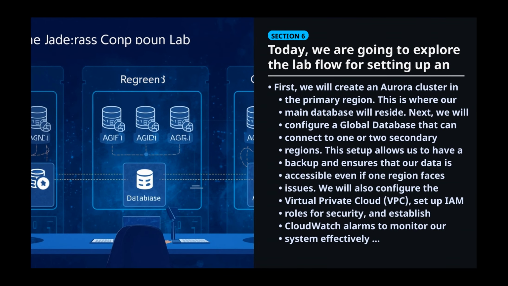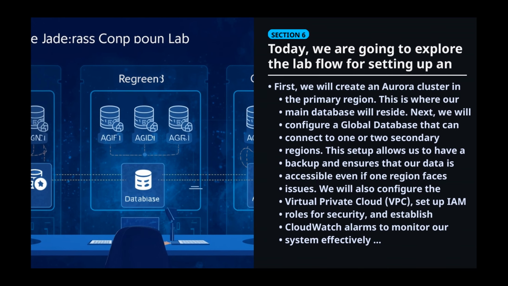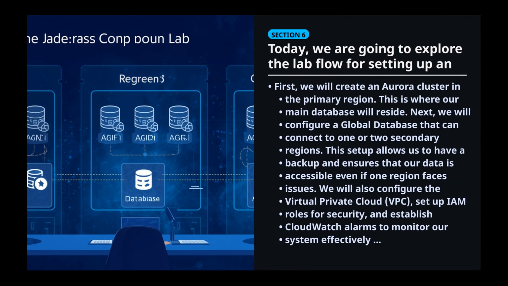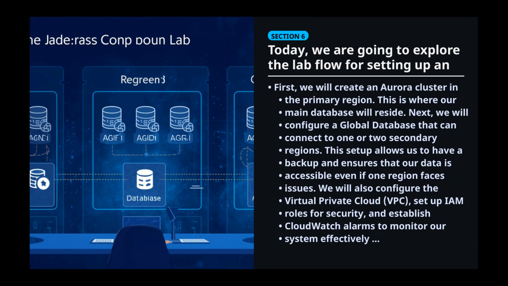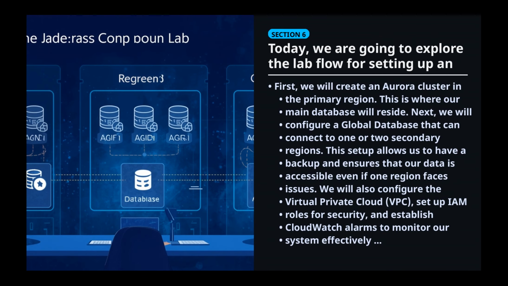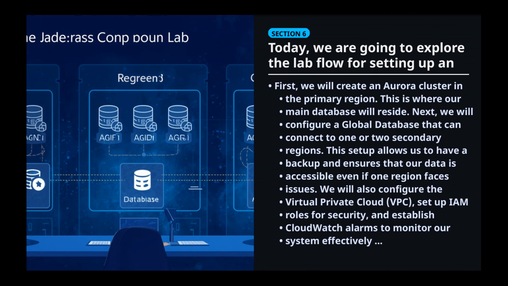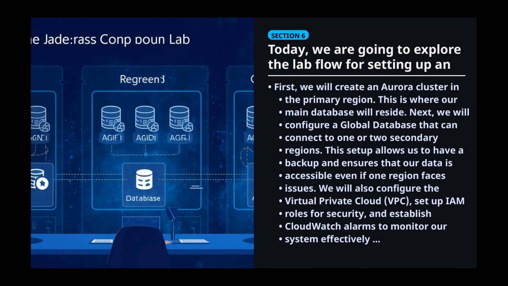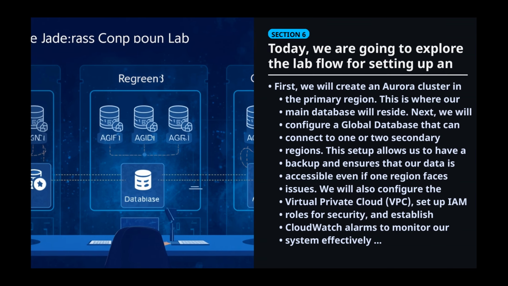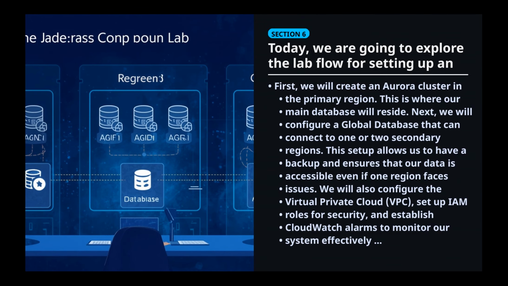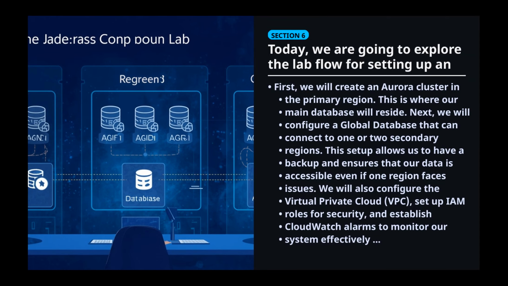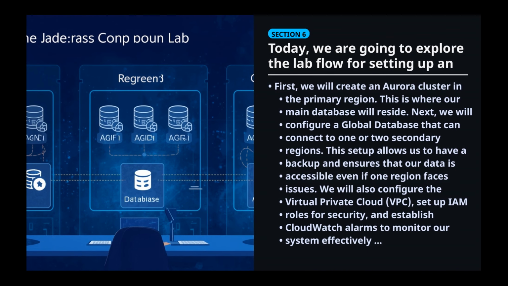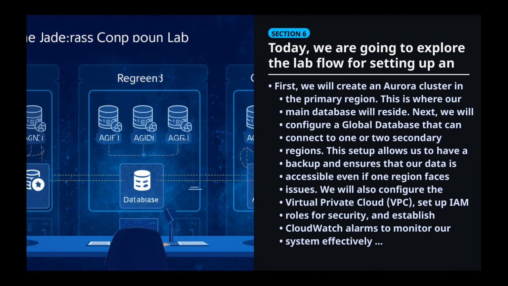First, we will create an Aurora cluster in the primary region. This is where our main database will reside. Next, we will configure a global database that can connect to 1 or 2 secondary regions. This setup allows us to have a backup and ensures that our data is accessible even if one region faces issues. We will also configure the Virtual Private Cloud, VPC, set up IAM roles for security, and establish CloudWatch alarms to monitor our system effectively.